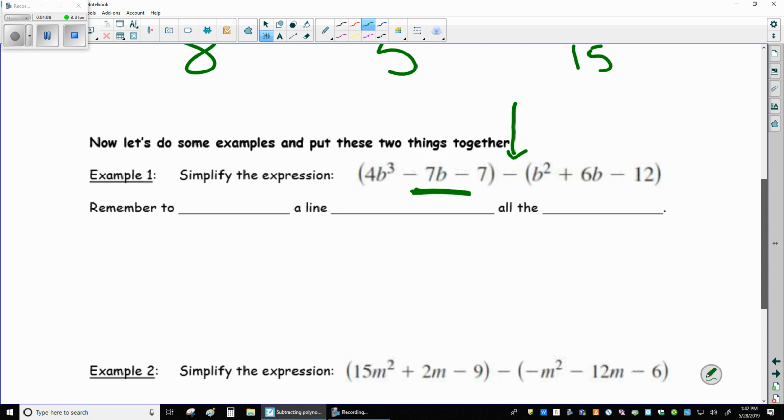So I'm going to keep, change, and I'm going to change this. And really the easiest way to do this, I should have started at the beginning. I'm going to draw those lines down again to separate. It's really important for today.